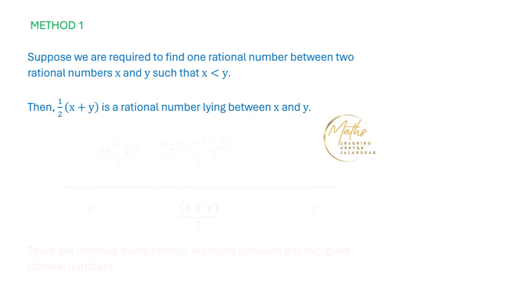So how this method works is, suppose this is the line we have, and we have the points over here. This is the point x and this is the point y. Now what will half of x plus y, or (x plus y) by 2, represent? It will represent the point in the middle of x and y. So this point is representing the value (x plus y) by 2.